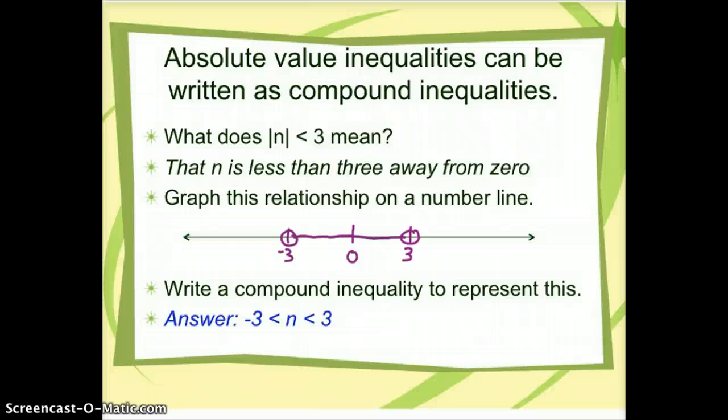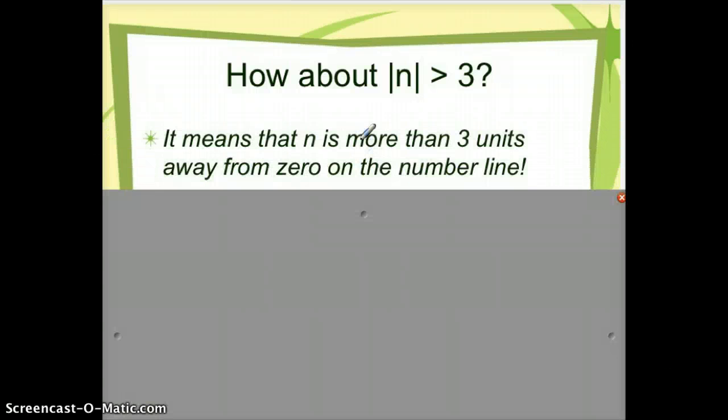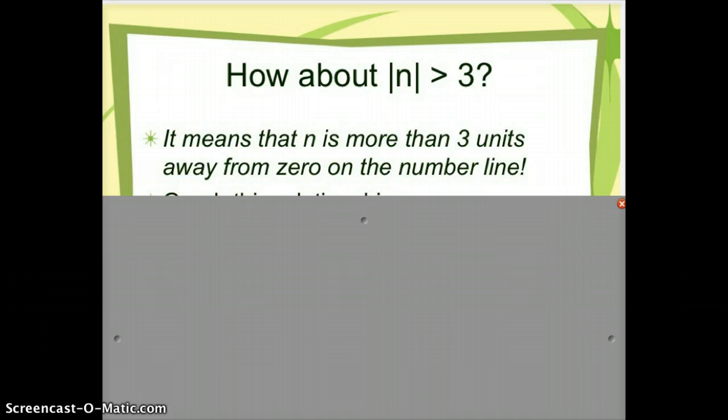Okay. Well, what if I switch this to absolute value of n is greater than 3? Can you think about what that means before I tell you? I want to pause. Okay. I hope you came up with this. It means that n is more than 3 units away from 0 on the number line. So absolute value of n is greater than 3 means we're looking at everything that's more than 3 units away from 0 on the number line.